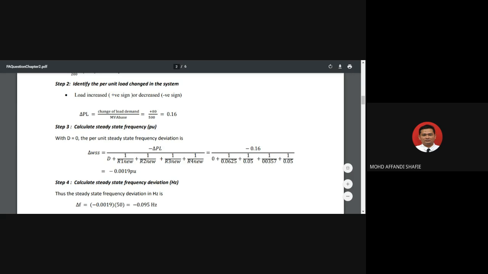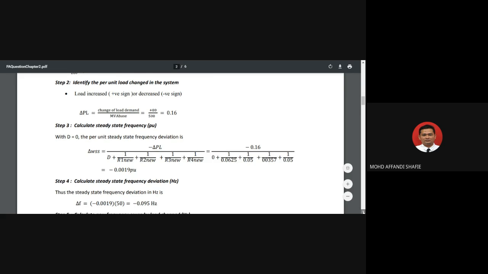So since D is equal to 0, this is the original formula. So D is equal to 0, so minus 0.116, and then you simplify, you will get delta omega SS minus 0.0019 per unit. Okay, clear? Clear? Yes, sir. Okay. And then we go to step 4.